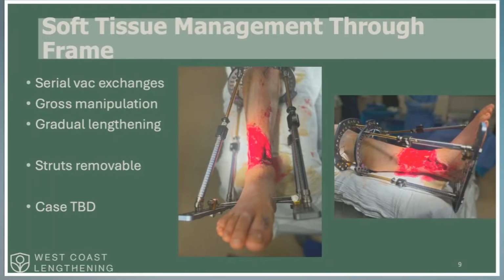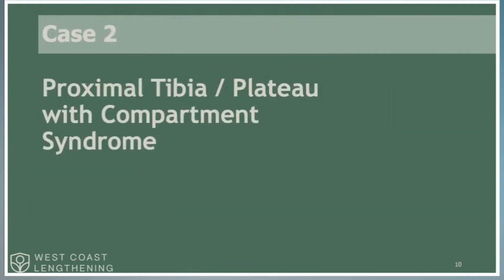You can still fix to half pins directly through carbon fiber rods if you need, but this guy needed a little extra stability and I wanted to control if I needed to add length. And so I put these quote unquote trauma struts on. So that's just one example of a simple ringed external fixator.